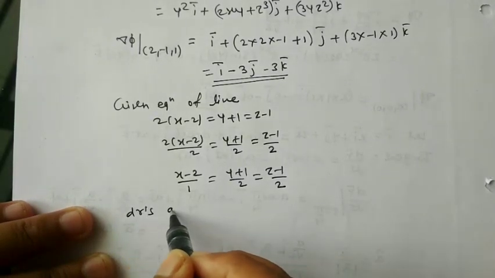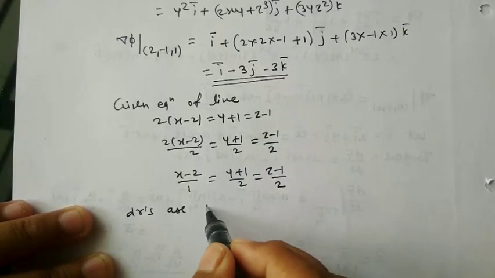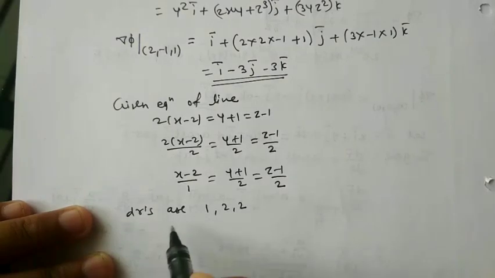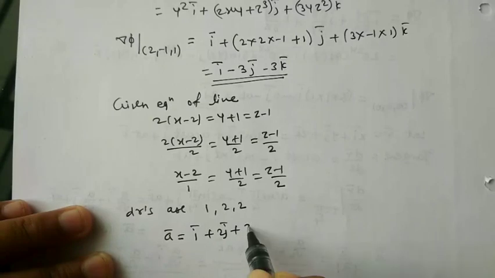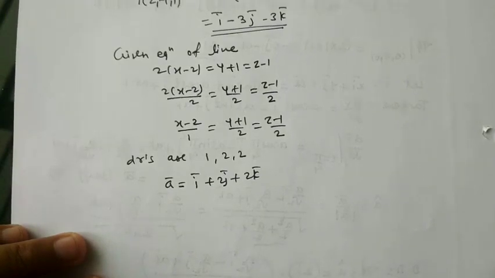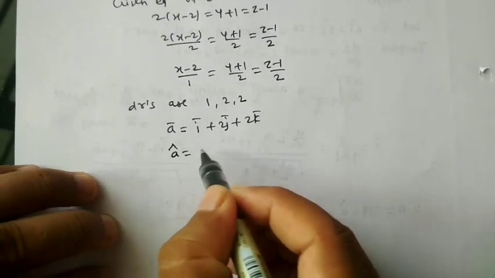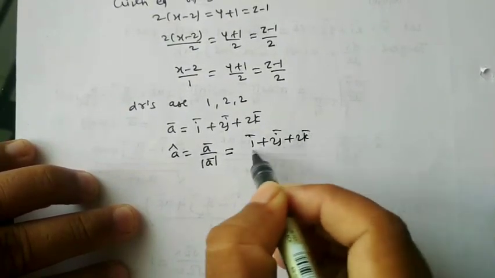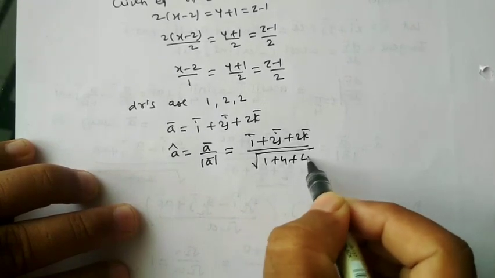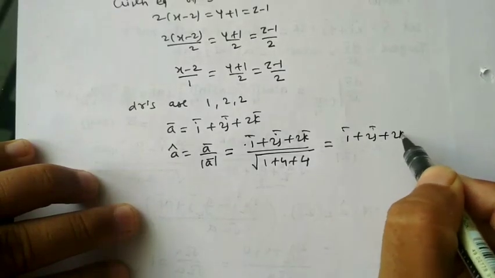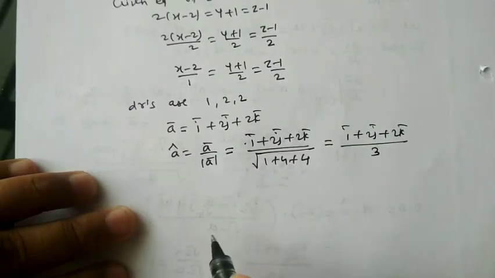Therefore the direction ratios are 1, 2, 2. These direction ratios give the direction vector. So here the value of direction vector a bar is equal to 1 i bar, 2 j bar plus 2 k bar. Along the direction of this vector we have to find the directional derivative. So we calculate a cap equals a bar upon mod of a bar. This is i bar plus 2 j bar plus 2 k bar upon under root of 1 plus 4 plus 4. 1 square is 1, 2 square is 4, 2 square is 4. i bar plus 2 j bar plus 2 k bar upon, this is under root of 9, that is 3.